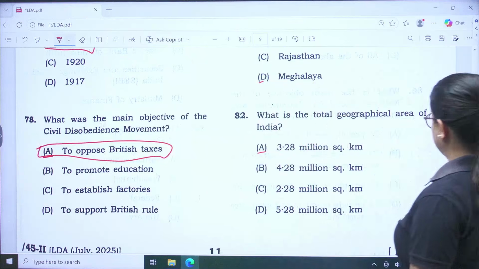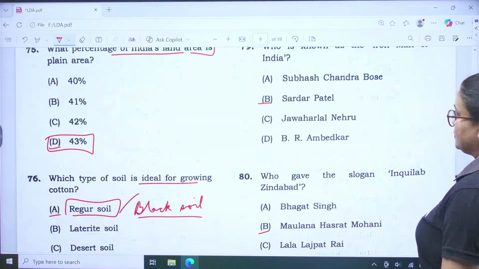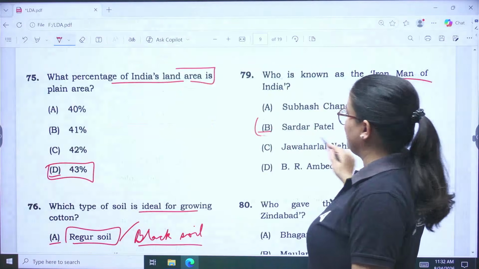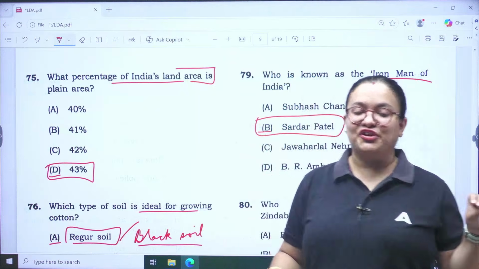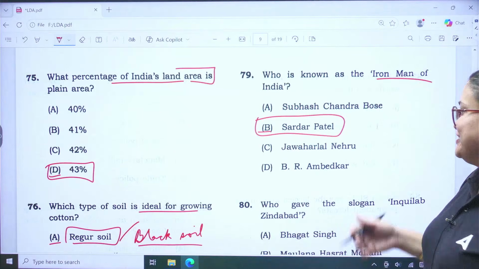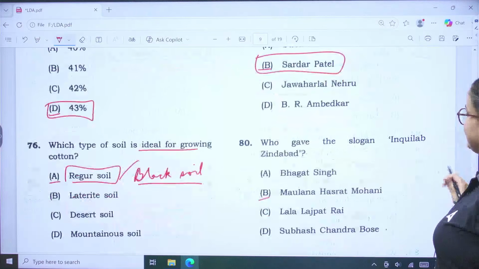Next question, 79. Okay, this is very easy. It was asked about the Iron Man of India. I hope you have learned this in your primary classes only. Who is known as the Iron Man of India, or who is known as the father of the nation, right? I hope everyone has answered this question correctly.